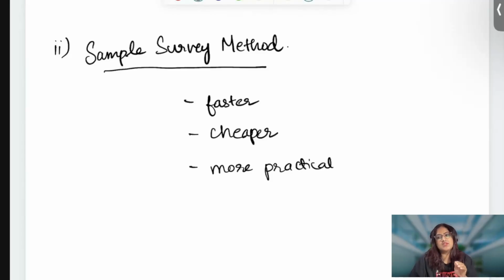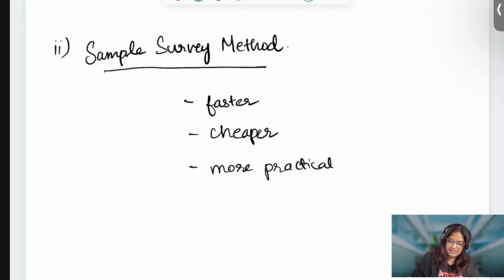But here also there is one major issue or a condition. It is that the sample must properly represent the entire population. If the sample is biased or poorly chosen, the forecast will be inaccurate. So here the major problem is that we have to make sure that the sample is the exact representation of the population. So the success of this method depends entirely on how you select a good sample.